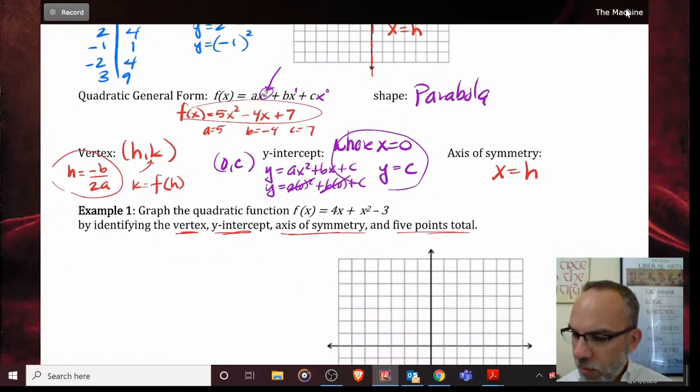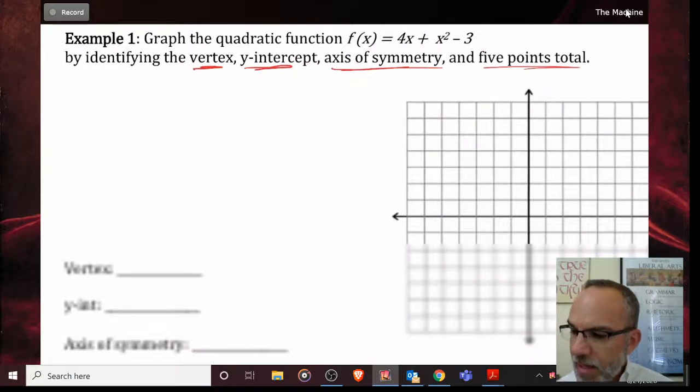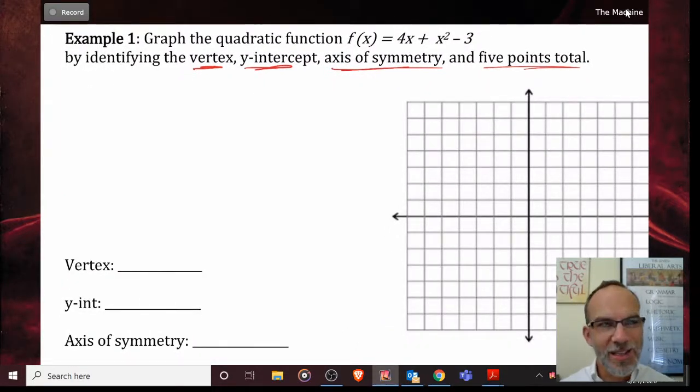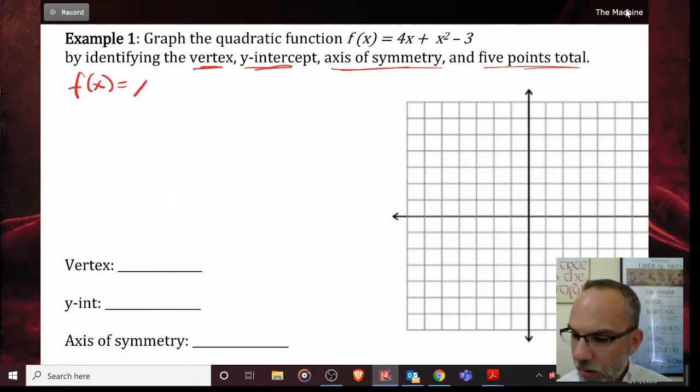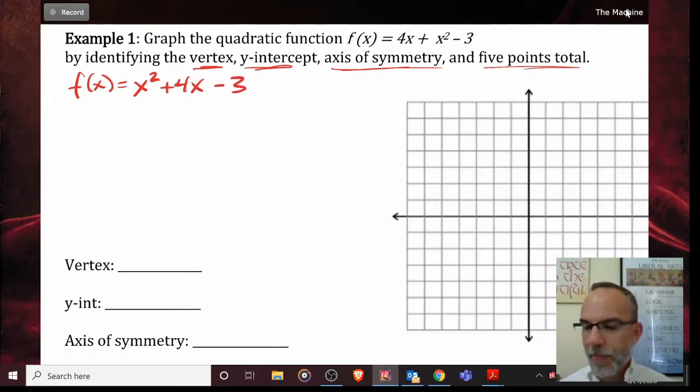All right, so the first thing that I need to do is rewrite it because it's not in general form. Do you see up here that the x squared term is not the first term? It's written out of order. So I need to change the terms around, and I can move the terms around provided that the coefficient goes with it, which includes the negative sign. So I'm going to rewrite this now as f of x is equal to x squared plus 4x minus 3. Okay, now that's in general form.